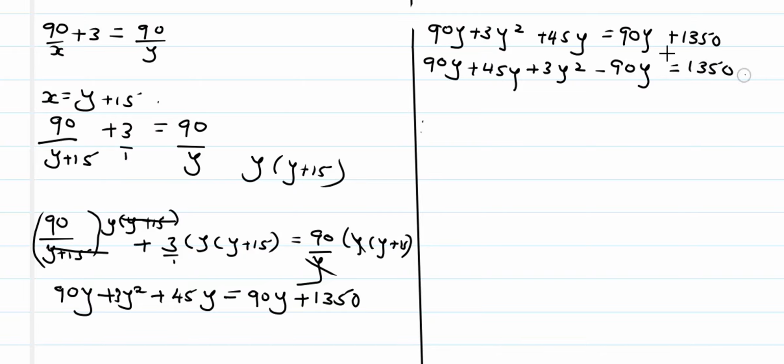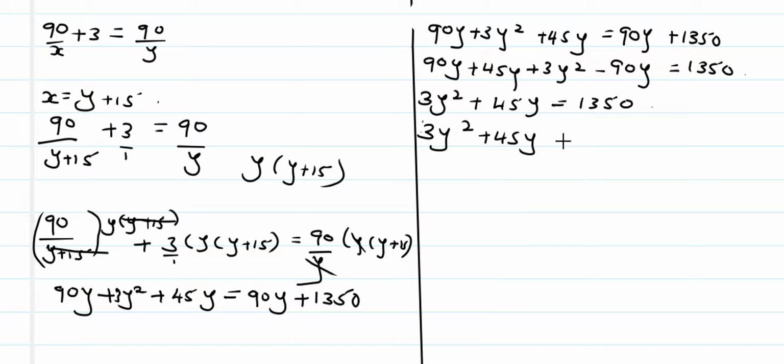1350, like that. So this 90y minus this 90y, they cancel. So I remain with the 3y squared plus this 45y, but it equals 1350, like that. And then I can also say 3y squared plus 45y. Then I take this one to the other side, which is minus 1350 is equal to 0.